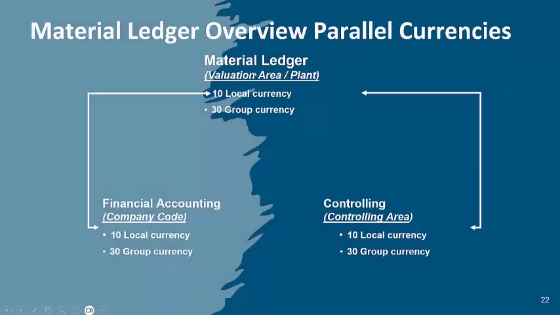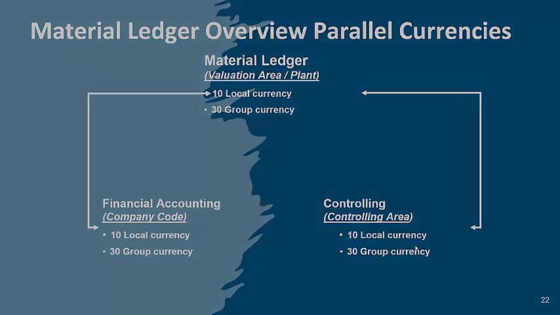So the same thing, material ledger, one example, local currency and group currency. In financial accounting, we can have local currency and group currency. In controlling also, you can have local currency and group currency updated.